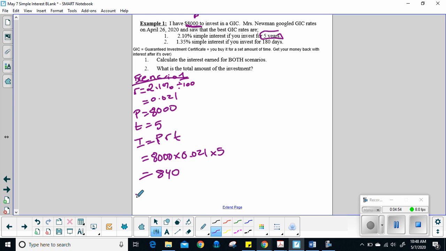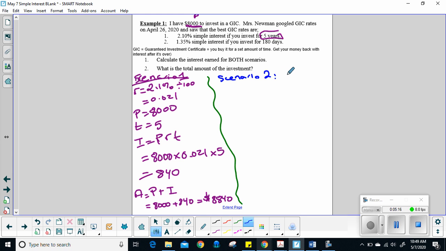So that's your interest. Your total worth is going to be whatever you started with plus your interest. So your 8,000 plus your 840. Your check at the end is going to be $8,840. Well, that's not bad. Okay, scenario 2. That's the one where we are talking about 1.35% simple interest. So my rate is 1.35%. Divide that by 100 because we need to turn that into a decimal, 0.0135. I'm still starting with $8,000.